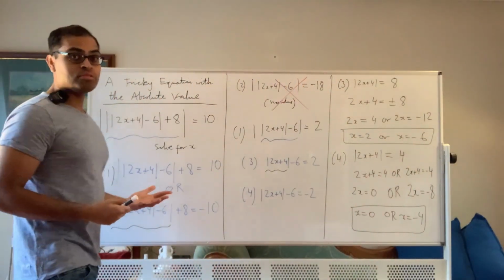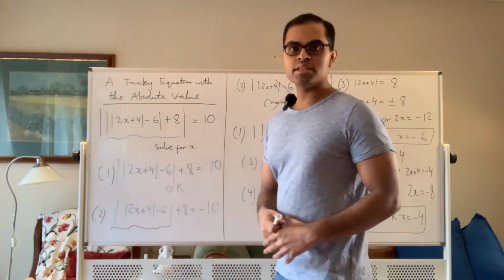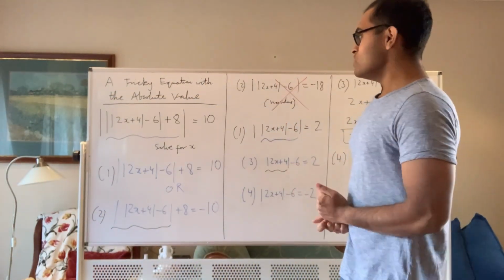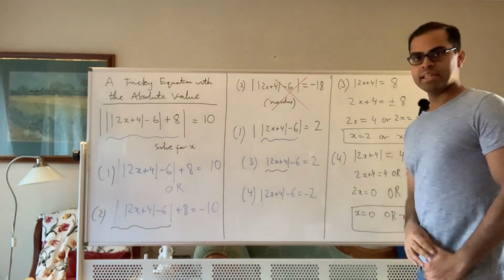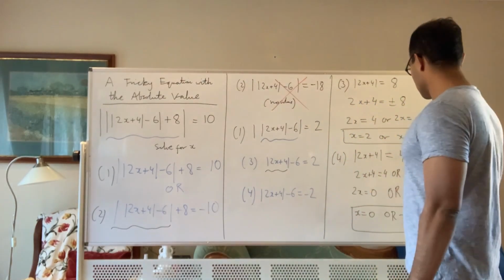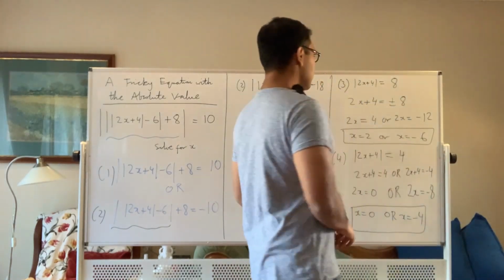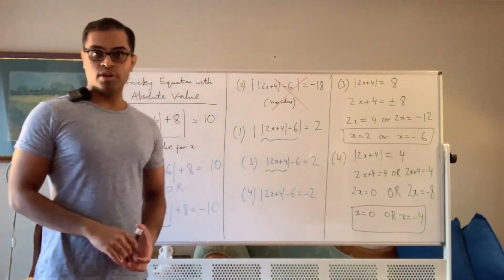So this is really cool. Just think about how cool this is in some sense. Linear equations have only one solution. But once we put in all these absolute values, we've got x equals 2 or x equals -6 and x equals 0 or x equals -4. These are all the 4 solutions to the equation.